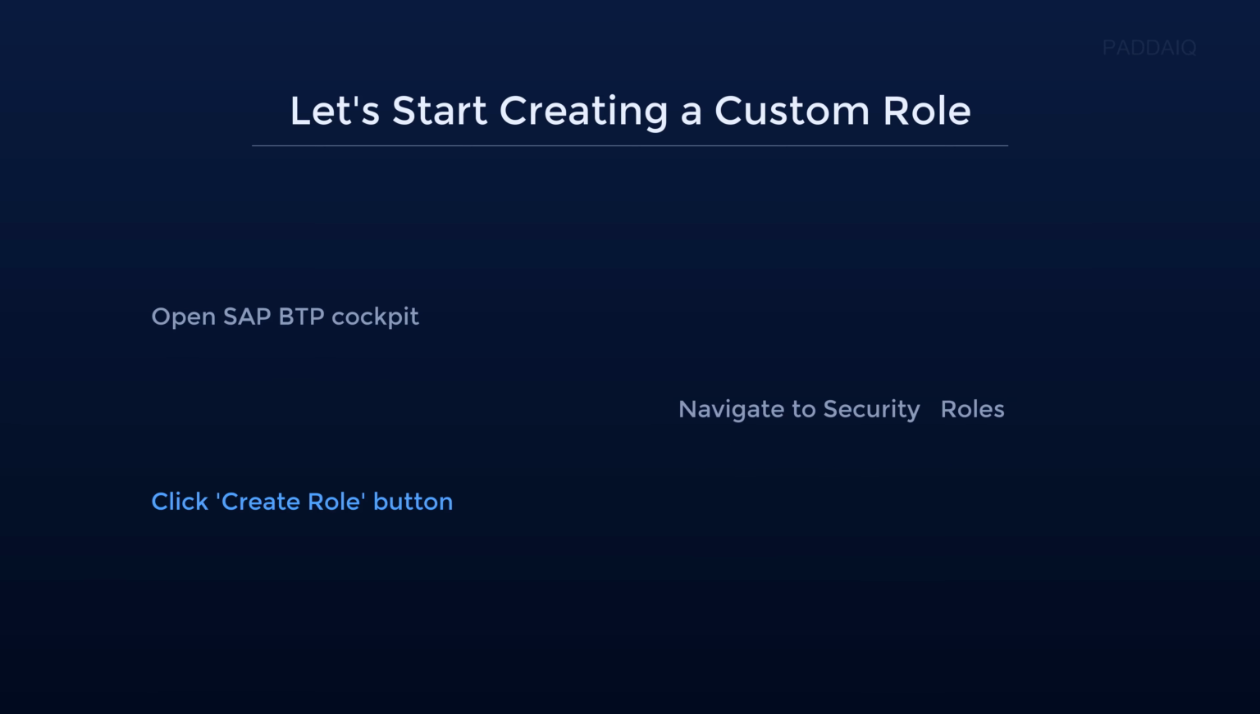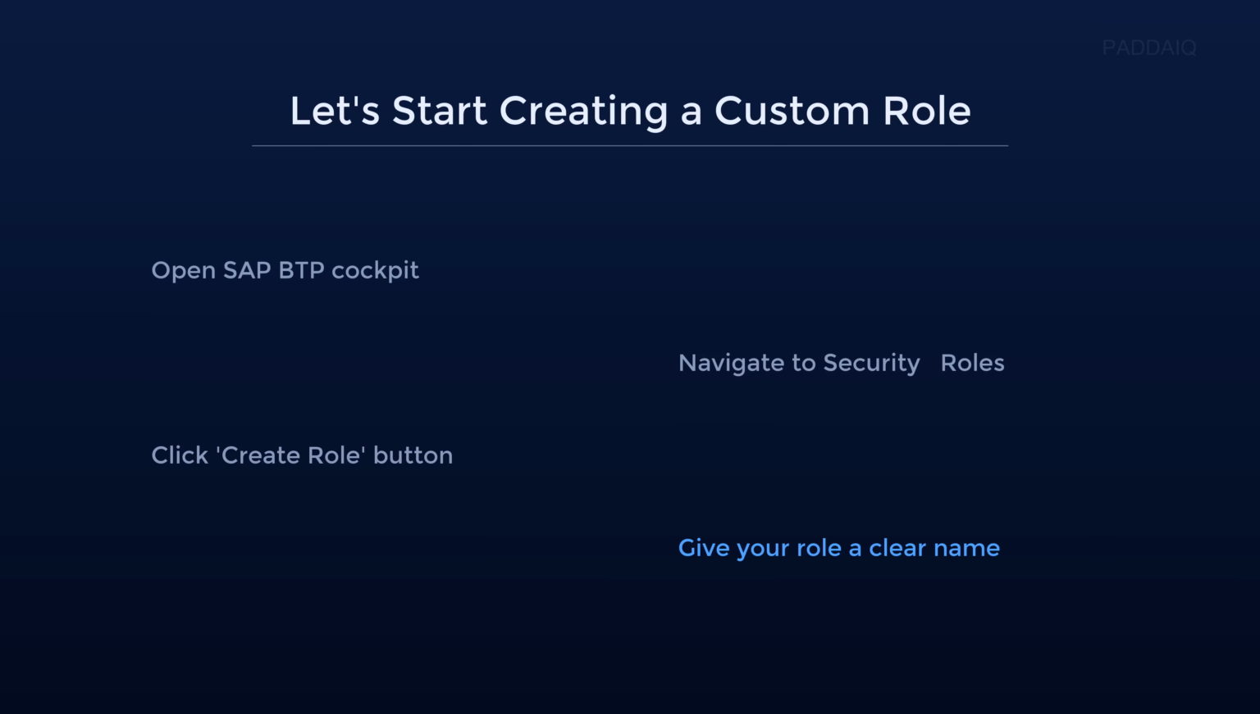Click Create Role button. This action initiates the process to define a new security role in SAP BTP. For instance, if you need a role allowing only finance users to access payment apps, you start here. This first step is essential for tailoring system access precisely to your team's responsibilities.